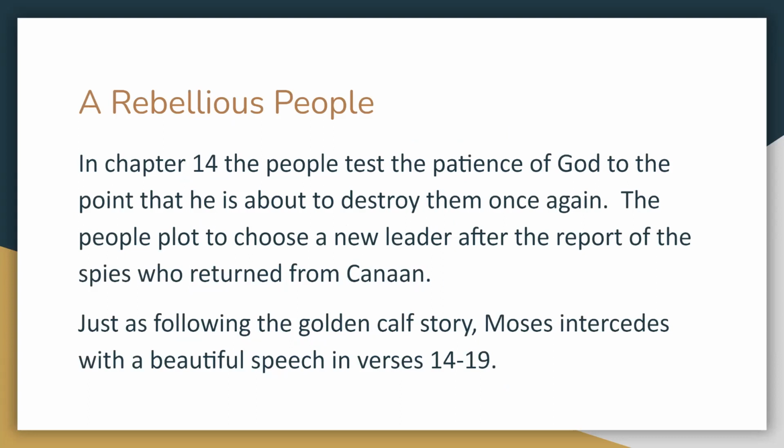In chapter 14, the people test the patience of God to the point that he's about to destroy them once again, as prior at the incident of the golden calf. The people plot to choose a new leader after the report of the spies who returned from Canaan. So just as following the golden calf story, Moses intercedes on behalf of the people with a very beautiful speech in verses 14 through 19 of chapter 14.